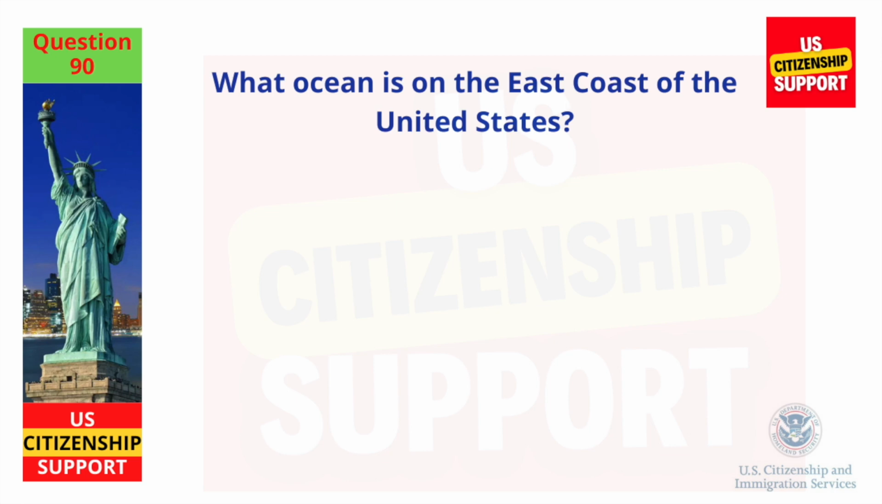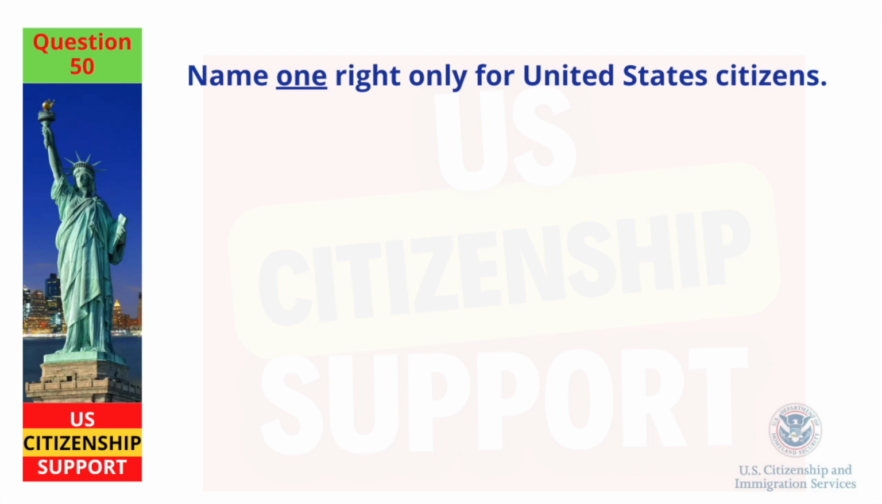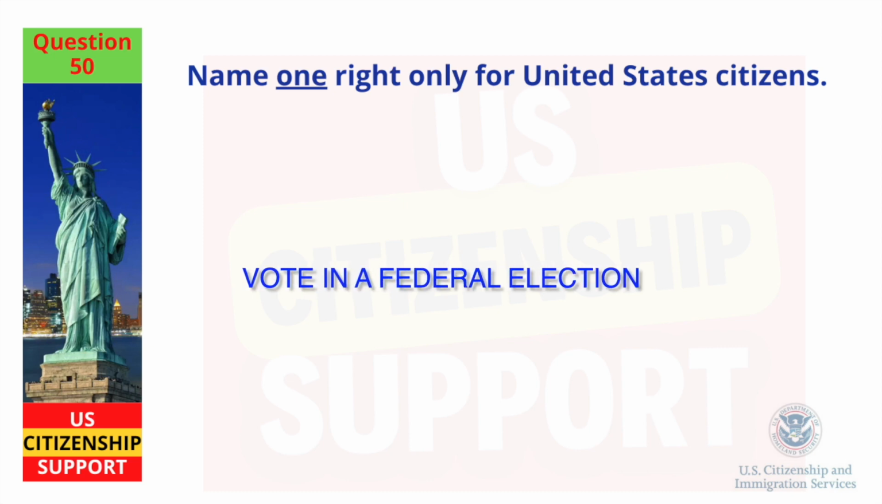What ocean is on the east coast of the United States? Atlantic Ocean. Name one American Indian tribe in the United States. Cherokee. Name one right only for United States citizens. Vote in a federal election.